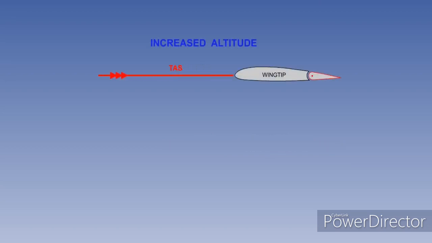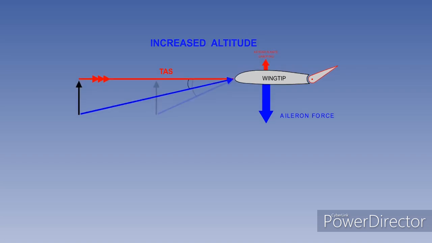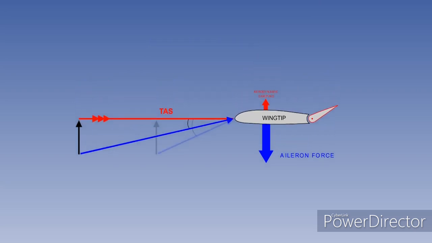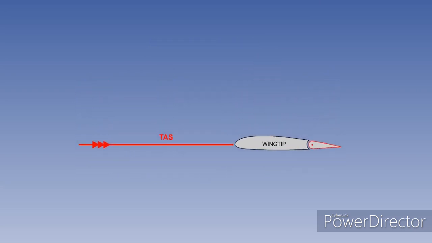At a constant IAS, a higher altitude will require a higher TAS. The same aileron deflection will produce the same aileron force because the IAS is constant. But because the TAS is higher, the increase in effective angle of attack is smaller. This results in reduced aerodynamic damping and consequently a higher rate of roll.